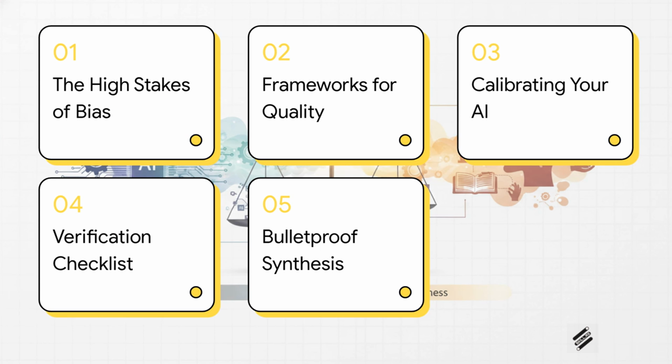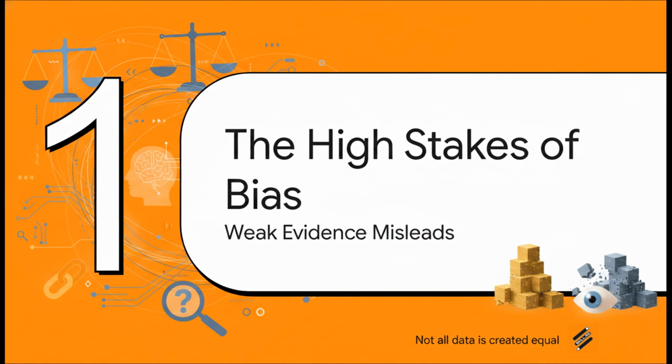Okay, here's our game plan for today. We'll cover the high stakes of bias, frameworks for quality assessment, calibrating your AI assistant, the human verification checklist, and finally, bulletproof synthesis. Let's start with Section 1, the high stakes of bias, why weak evidence misleads.